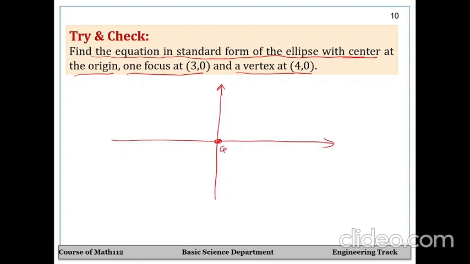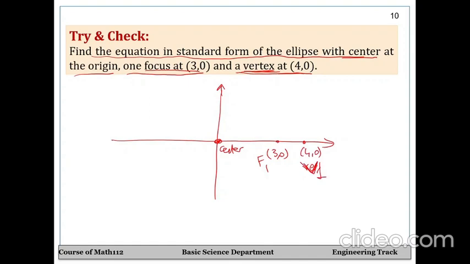Okay, so the center is at the origin for sure. And the one focus at 3, 0 is here. This is one of the foci, let's say F1. And the vertex is 4, 0. So if the vertex is 4, 0, it will be here, the one vertex. So let's say the vertex 1.